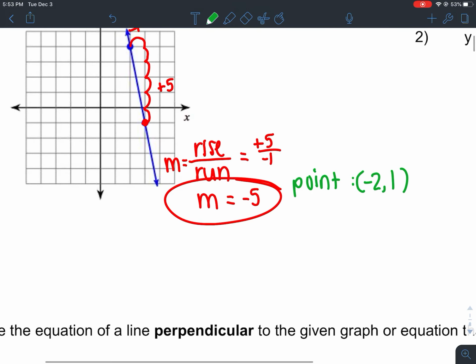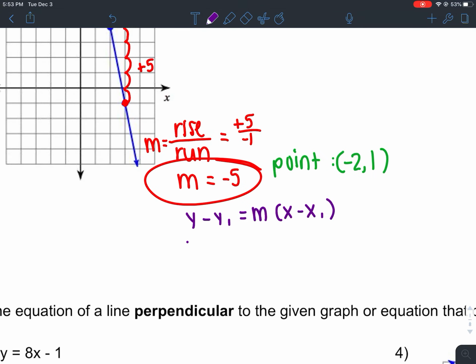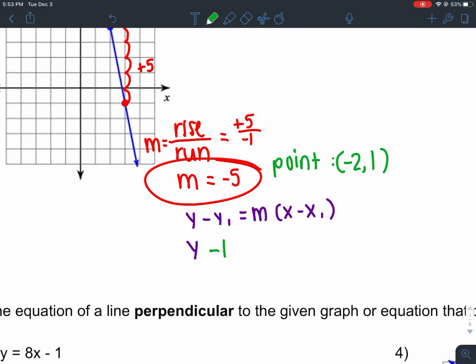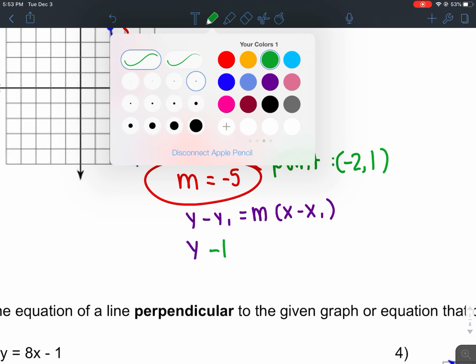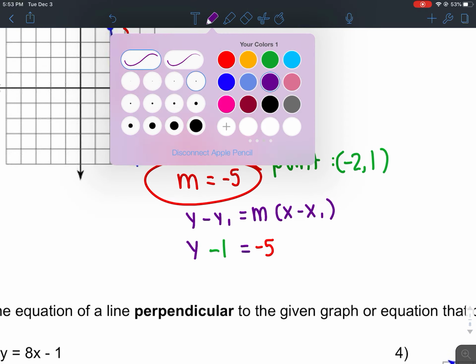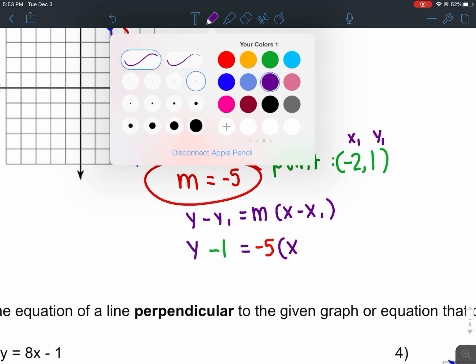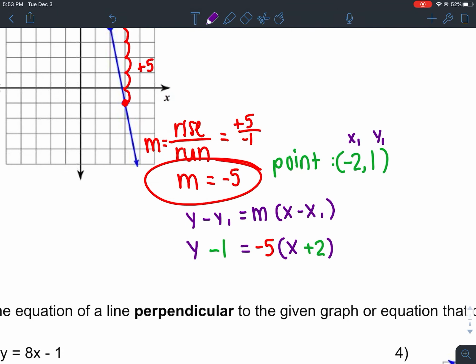Okay, so we have a point, and then we have the slope we need to use. So let's go ahead and use point slope form because we're given a point and a slope. Point slope form is y minus y1 equals m times x minus x1. So I'm going to plug in my information. Y minus 1, because 1 is my y1. Remember, it's opposite signs. Equals my slope, -5, times x, and then my x1 is -2, but when I plug it in, it's going to be +2. Okay, just like that.